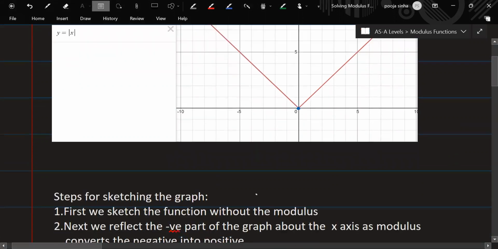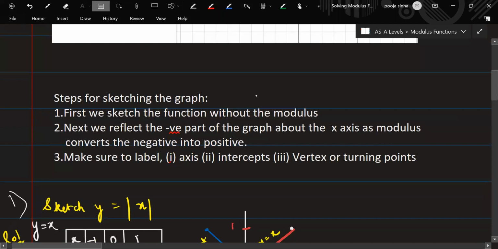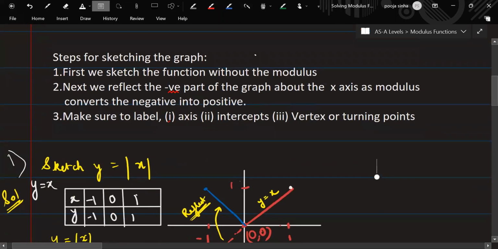Isko pehle hum graph karna seekhte hain. How do we have to graph it? There are certain steps that you need to follow. Your first step is that first we sketch the function without the modulus. Whatever function will be given, you will have to first sketch it without the modulus. Then you have to reflect the negative part, because in a modulus function, we do not have a negative answer. And then you have to make sure that you label a few things: your axis, your intercepts, and the vertex or the turning points.